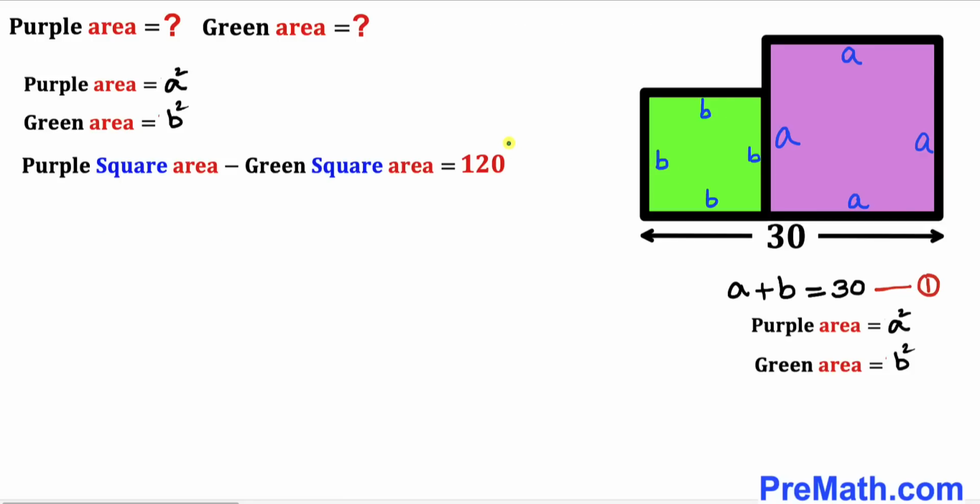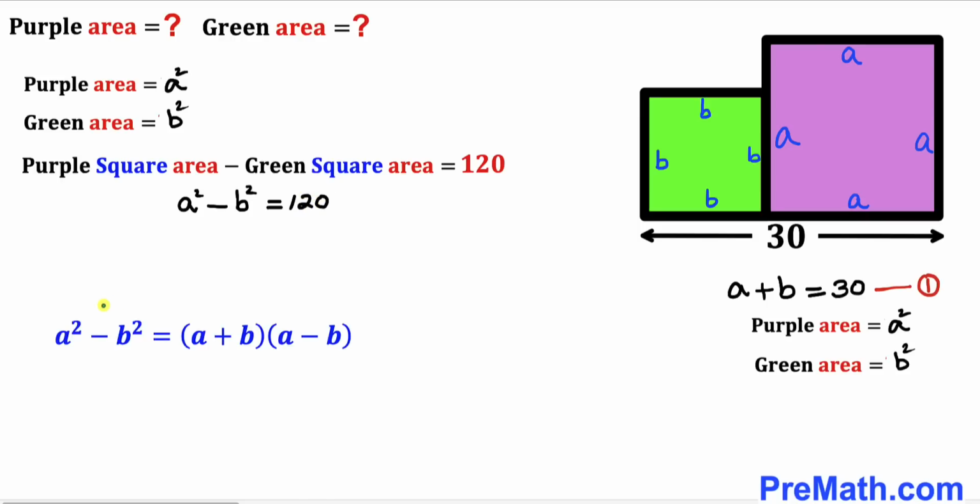Now let's recall this equation once again. The purple square area minus the green square area is equal to 120. We know our purple square area is a squared, and the green square area is b squared. So we are going to fill in the blanks. We can write a squared minus b squared equals 120.